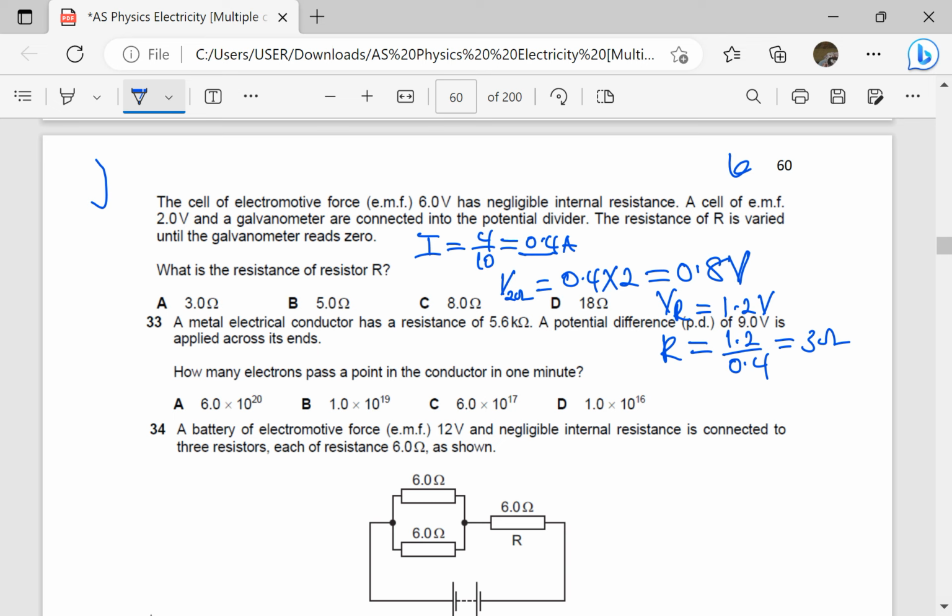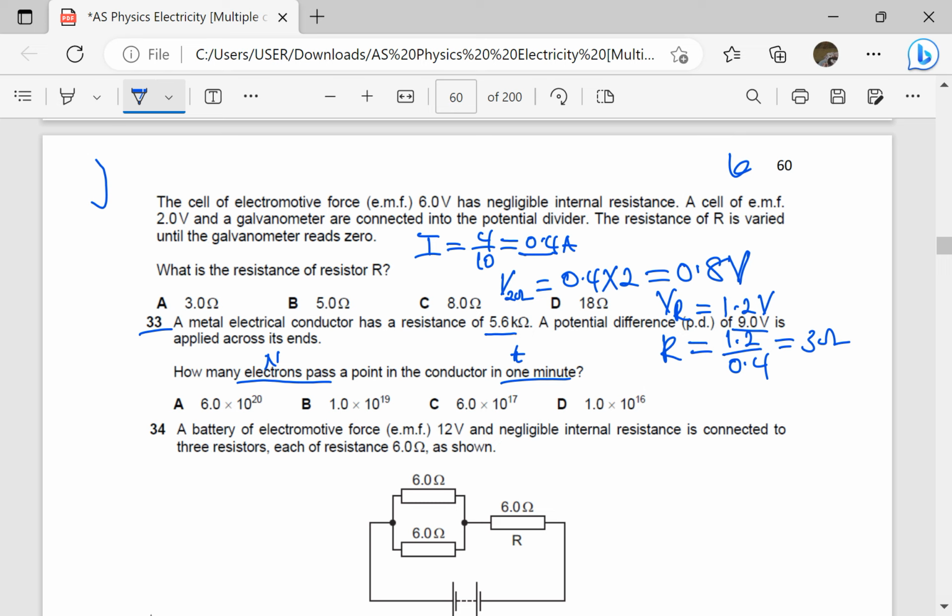So number 2033, a metal electrical conductor has a resistance of 5 kilo ohms. The potential difference of 9 volts is applied across its ends. How many electrons, I'll use capital N for number of electrons, pass a point in the conductor in 1 minute? So the time is 1 minute.